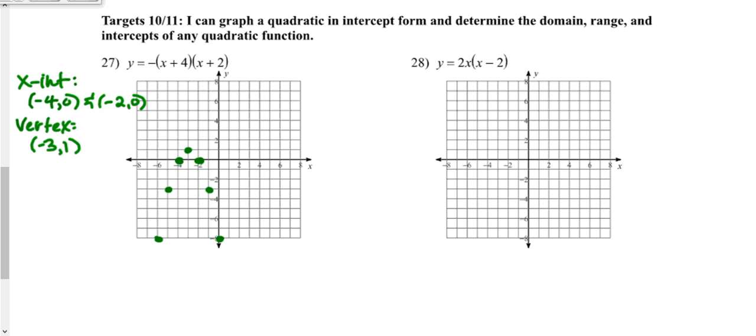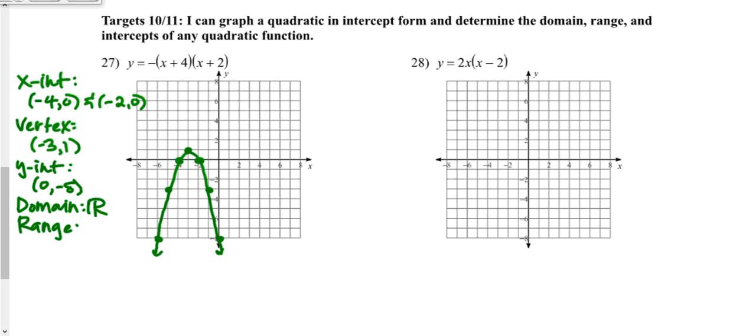So I've built that graph, but then I have to find the rest of the information. So I have the x-intercepts, the vertex, I need the y-intercept, and I can see that on my graph. It's down there at 0, -8. And then the domain is all real numbers. This graph is opening downwards. So we're going to do y is less than or equal to 1, that y value of the vertex.